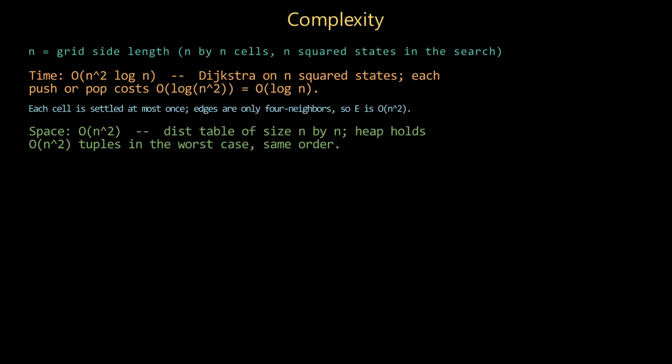N is the side length of the square grid, so we have n squared cells to search. Time is O of n squared log n. Dijkstra visits each state at most once, and the binary heap makes each push or pop logarithmic in the number of states, which is n squared. Space is O of n squared for the distance table, and the heap can grow on the same order in the worst case.